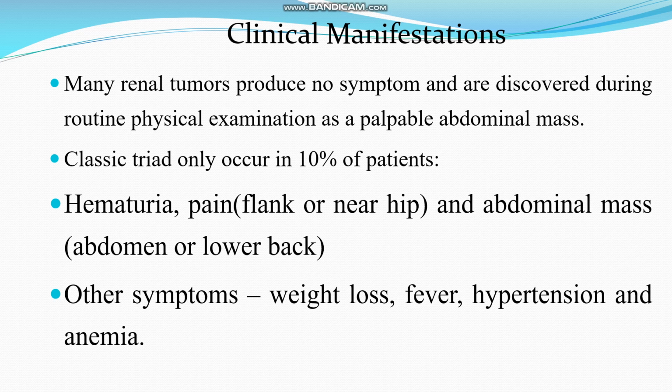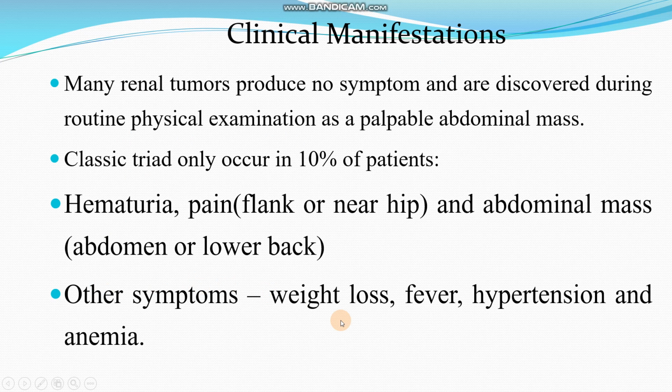Clinical features. Many of the tumors will not produce any symptom, and sometimes the tumor will be discovered during a routine physical examination as a palpable abdominal mass. In 10% of cases, the patient will have the classic triad. The classic triad involves hematuria, pain in the flank region or near the hip, and the third symptom is abdominal mass. The mass may be over the abdomen as well as the lower back. So this is the classic triad.